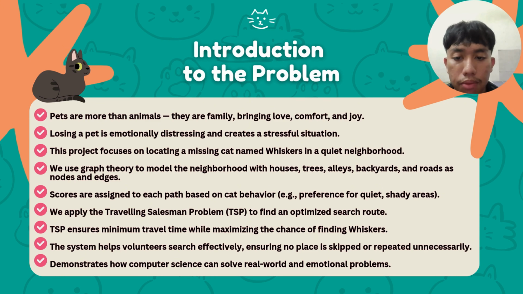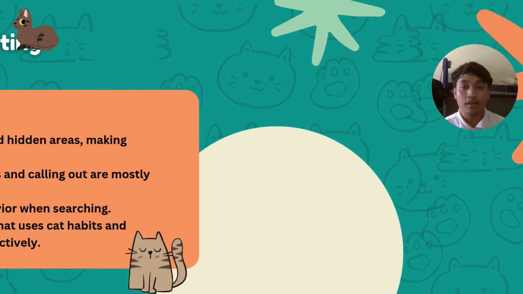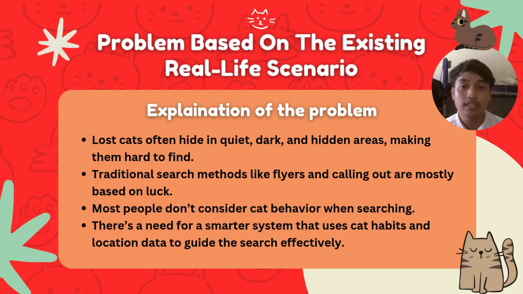The system helps volunteers search effectively, ensuring no place is skipped or repeated unnecessarily. It demonstrates how computer science can solve real-world and emotional problems. Moving to the problem based on the existing real-life scenario, I will give an explanation of the problem.